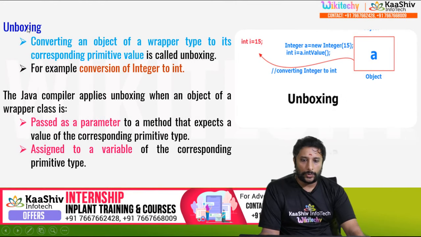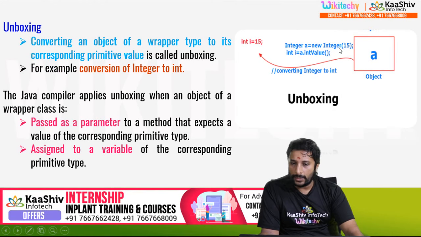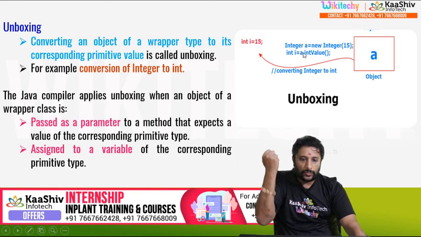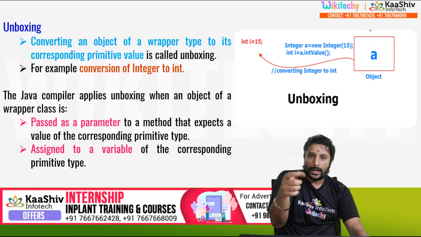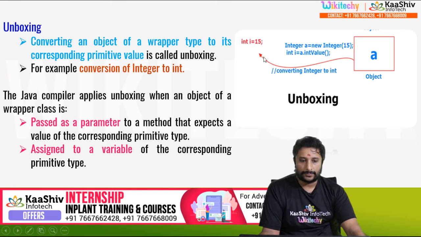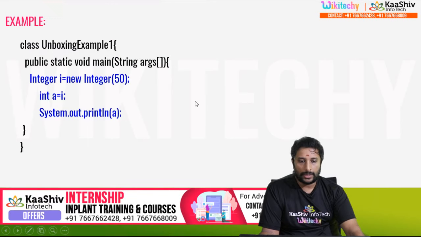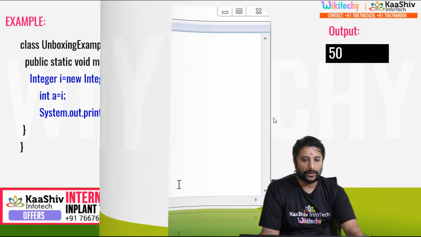Now let's talk about the unboxing. See, I got the variable here, Integer a of 15. Now from the a, I'm trying to extract that value. So converting into a wrapper is boxing and reverting back is unboxing. So I'm trying to unbox the variable. Here is the program. So Integer i is equal to new Integer of 50. Now I'm trying to remove it and putting it in this int variable. I'm trying to declare it. That's unboxing.